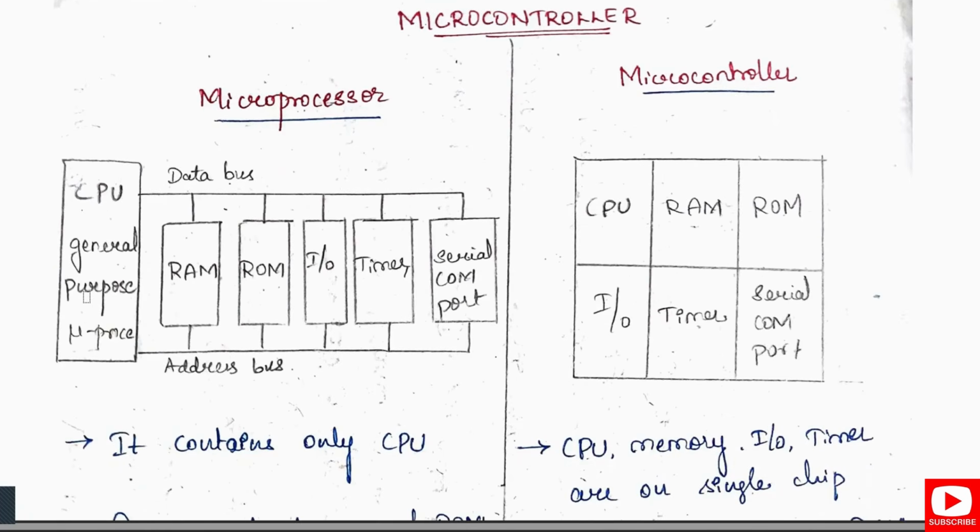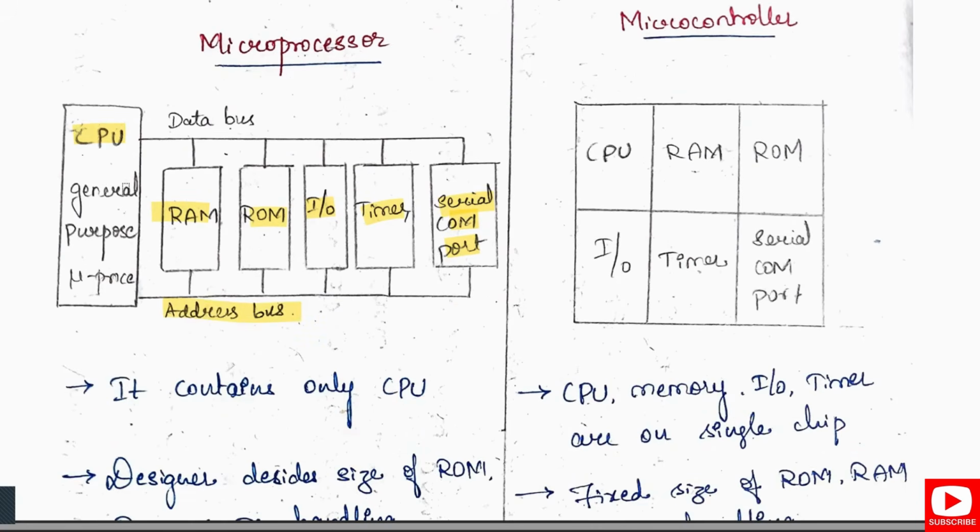Microcontroller versus microprocessor. How to write the difference? First, draw the diagram. The microprocessor contains a CPU along with separate RAM, ROM, input output, timer, and serial communication port, which are connected through the data bus as well as the address bus. In the microcontroller, it has an inbuilt CPU, RAM, ROM, input output ports, timer, and serial communication port.